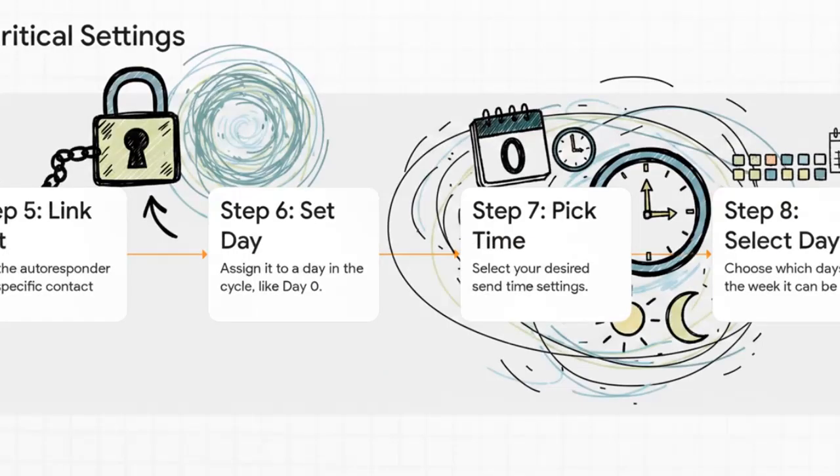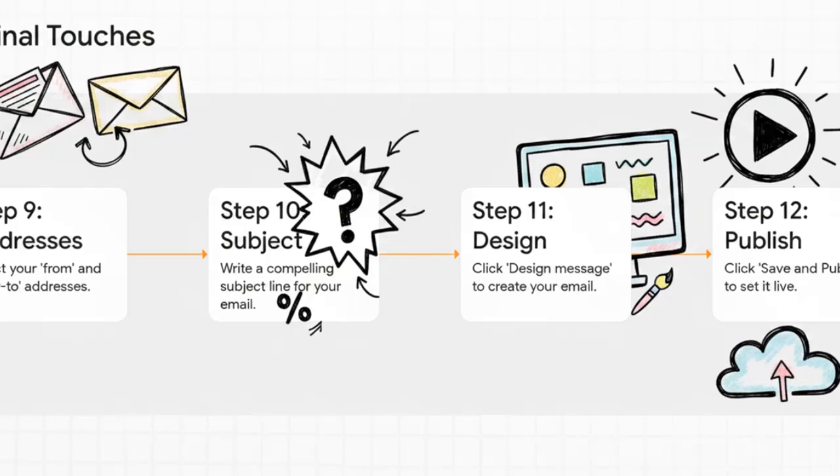Now, for the really important settings, you have to link this autoresponder to one of your contact lists, so make sure you pick the right one. Next, you assign it to a cycle day. For that instant welcome email, you want to choose Day 0. That just means it goes out the very same day as someone signs up. You can also get granular with send times and even tell it which days of the week it's okay to send. And finally, the finishing touches.